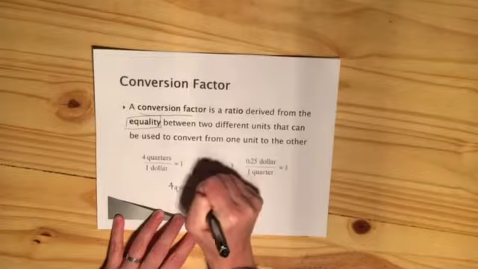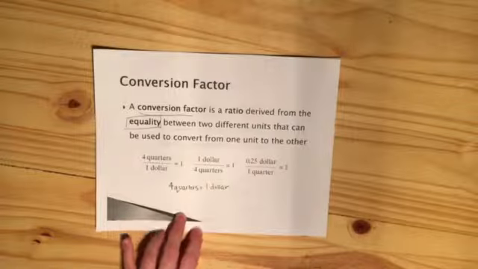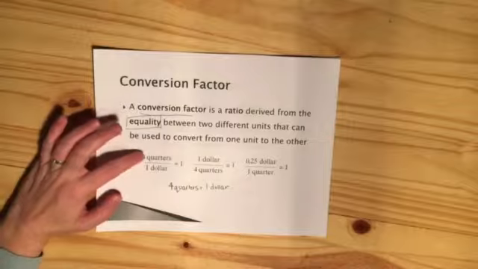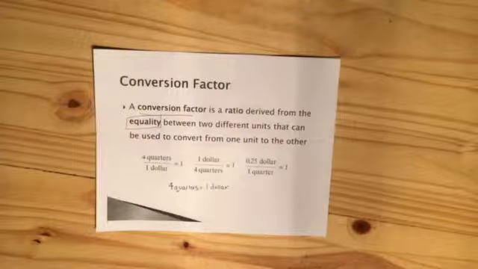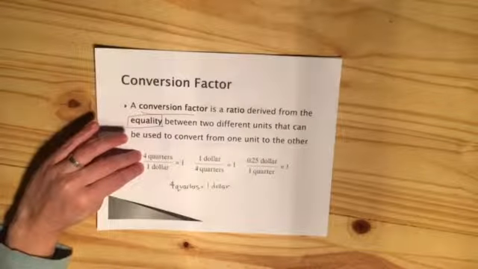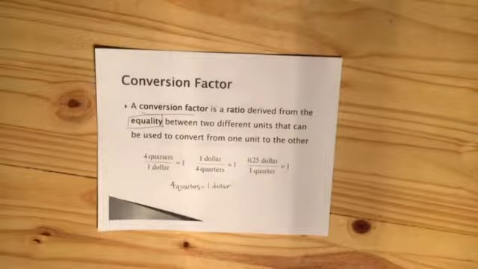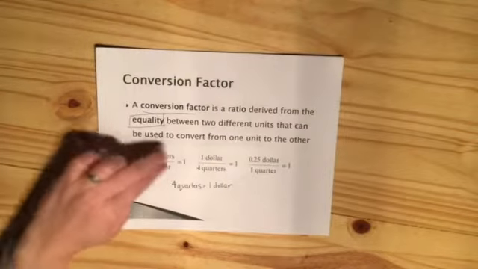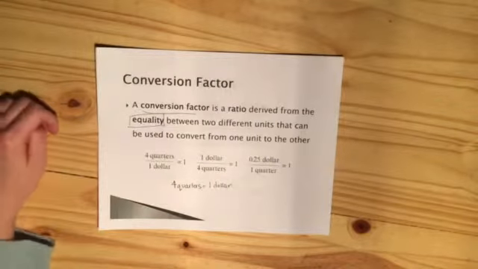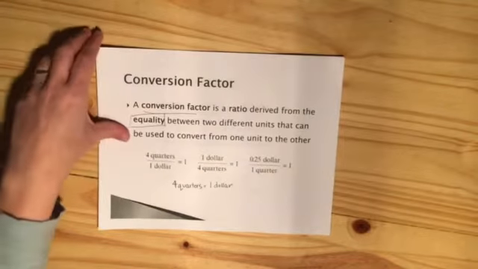quarters equals $1. So here we're using American currency. And so any currency would work here, but here in American currency, 4 quarters is equal to $1. And this equality can be made into a fraction. So because these are equal, that's equal to 1. So 4 over 1, 4 over 1 doesn't equal 1, but when you include the units, that is equal to 1. And so here the units are just as important as the numbers for these conversion factors.